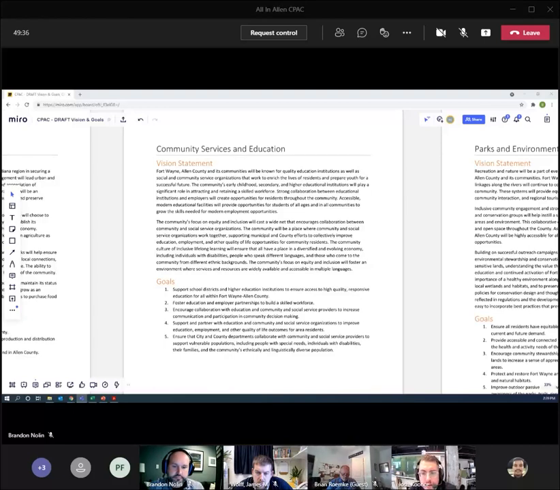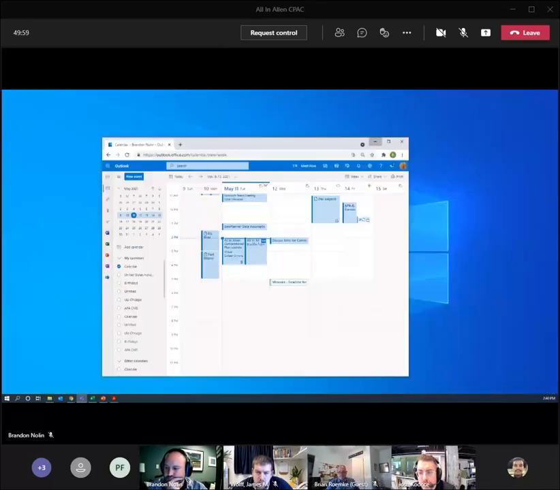So the goals here are to support school districts and higher education institutions to ensure access to high quality, responsive education for all within Fort Wayne, Allen County. Foster education and employer partnerships to build a skilled workforce. Encourage collaboration with education and community and social service providers to increase communication and participation in community decision making.